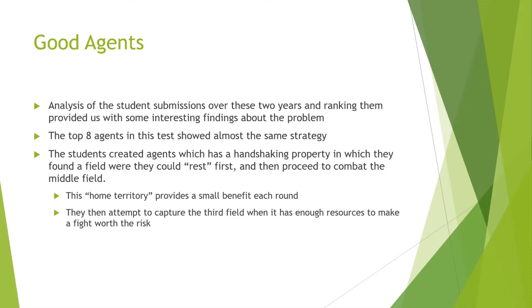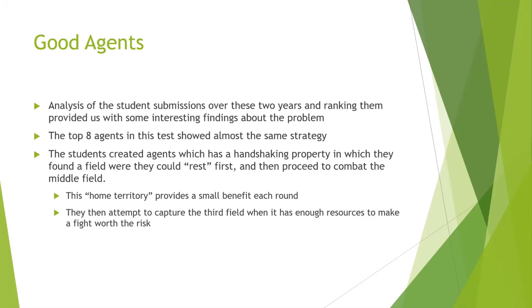Good agents were found. We did an analysis over the student submissions over these 2 years, and we ranked them, which provided us with some interesting findings about the problem. In fact, the top 8 agents submitted by students showed almost the same strategy. Created agents that had this handshaking property, in which they found a field that they could kind of rest in. So we had 3 fields, so 2 of them kind of became resting fields where the moose would just sit and kind of just eat the small amount that's there, and then wait until it saw the 3rd field grow to a point where it was viable for competition. And then they would proceed to combat over that.